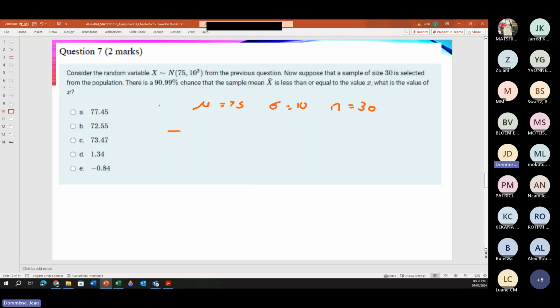Okay, so sample less than, and you need to work out what is that X. So let's put in all of this information again. So very similar to that previous question where we needed to work out the X. Now we're sitting with a 90.99.